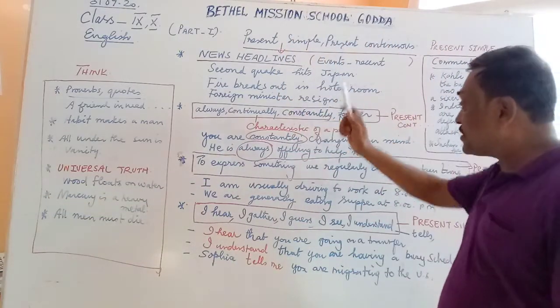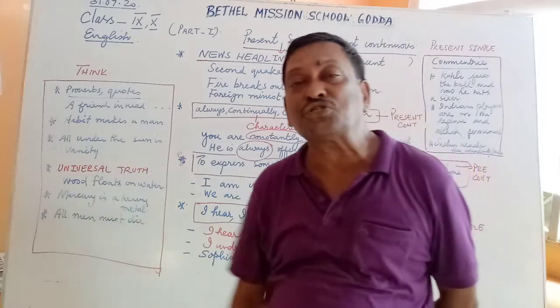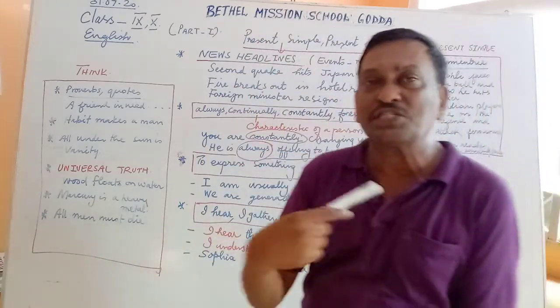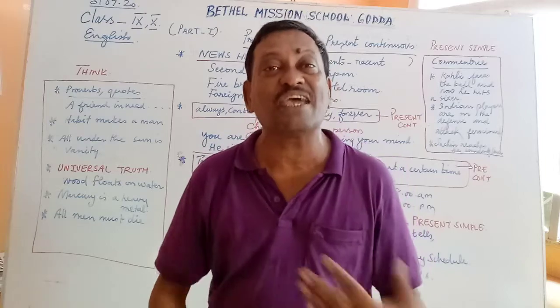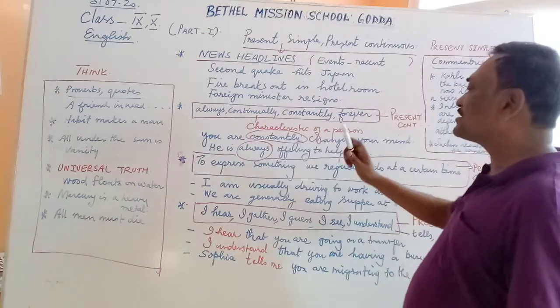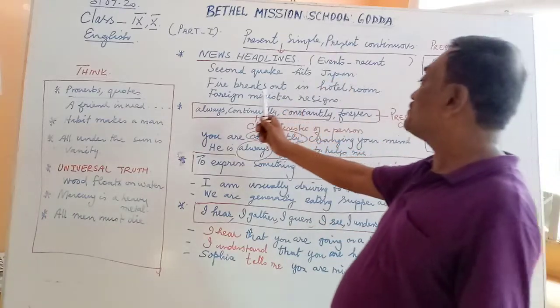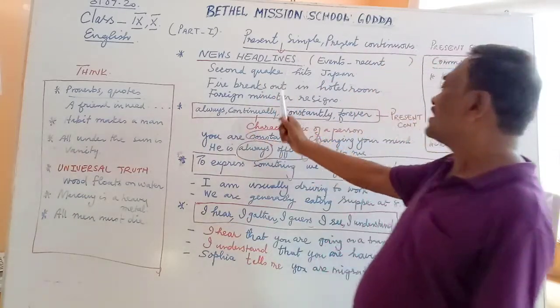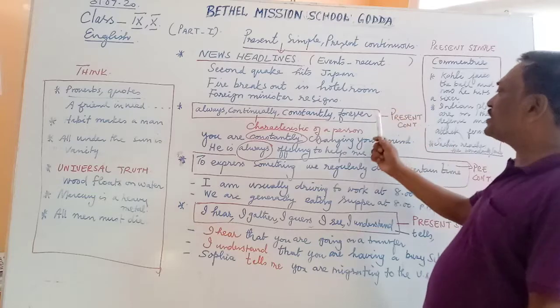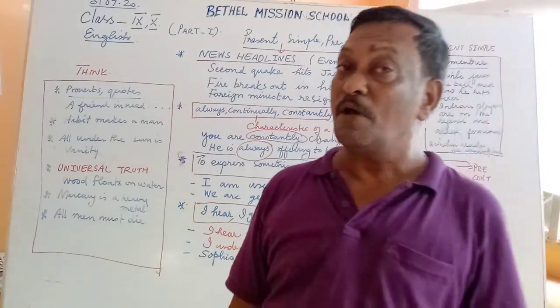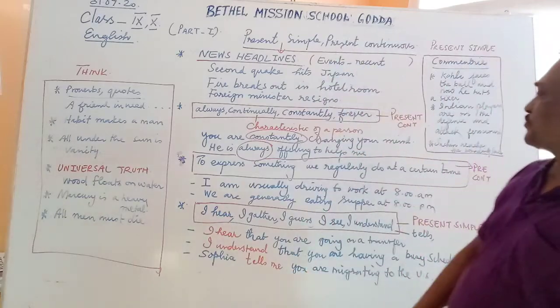And the present continuous is used to talk about a habit or an action which seems to happen again and again and again. So, continuous action. Remember that. And adverbs of frequency such as always, continually, constantly, forever, they are used with the present continuous. I hope the point is clear to you.